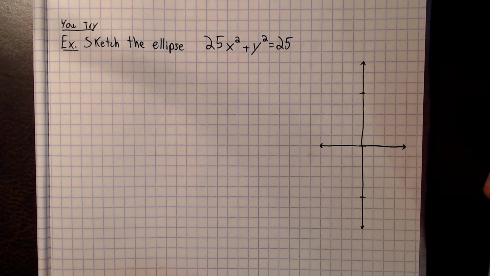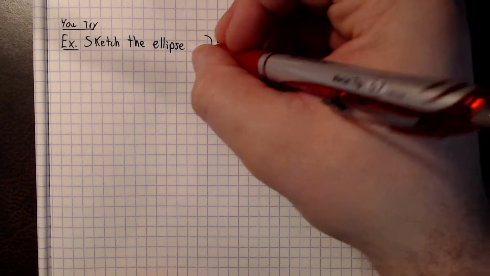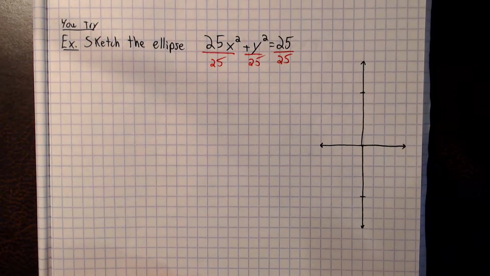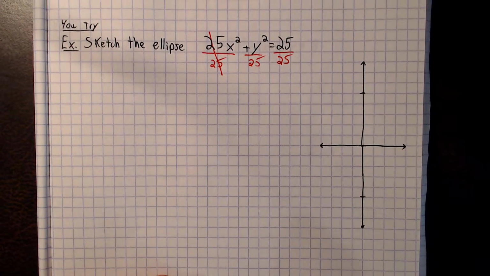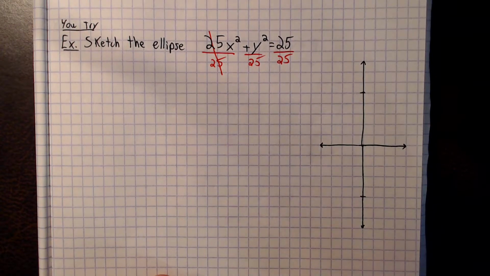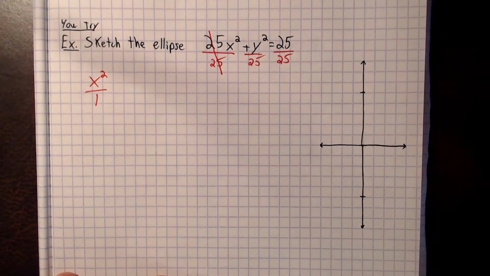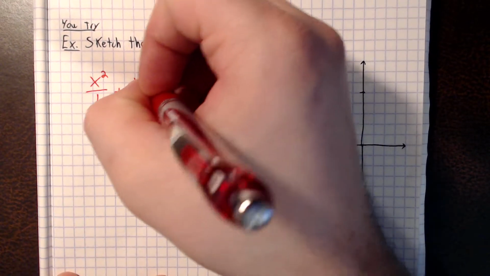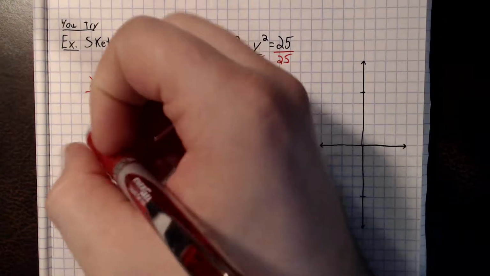Alright, did you start off by dividing by 25? Because that's what I would have done. In fact, that's exactly what I'm doing. Right, the 25s are going to cancel here. So let's see. That means that I have x squared divided by 1 plus y squared divided by 25 equal to 1. I want to know what that is in terms of a and b.